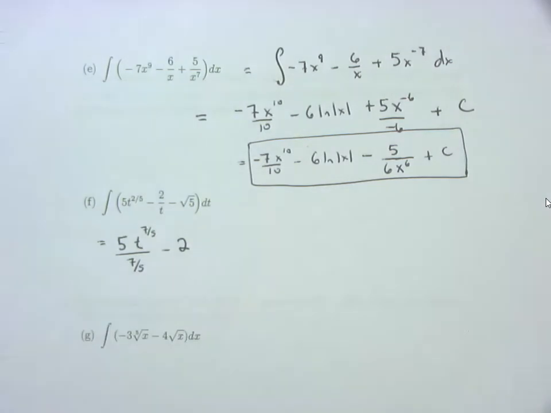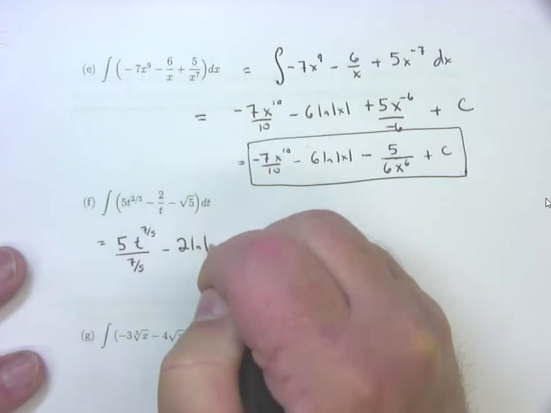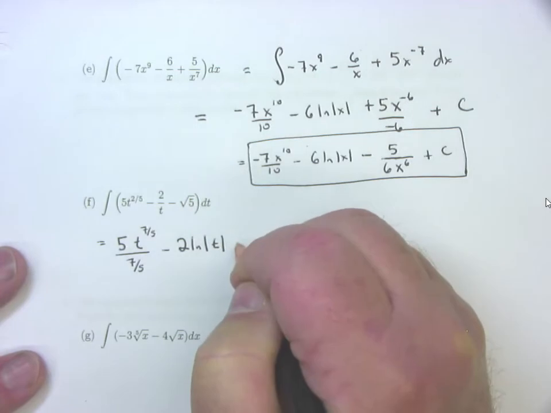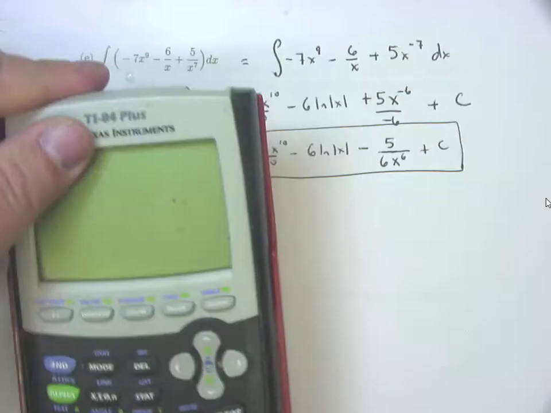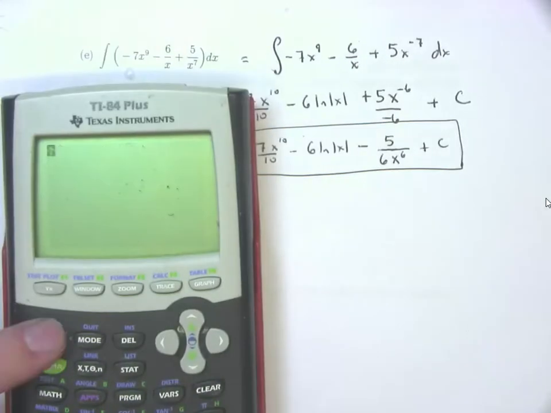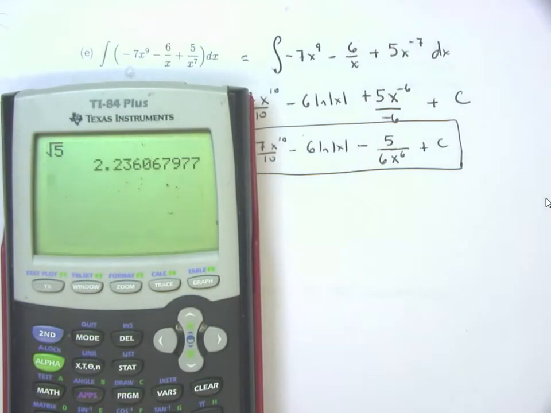What's the integral of 1 over t dt? Integral 1 over x dx is natural log absolute value of x. So this is going to be natural log absolute value of t. Here's a trick one right here. What is the integral of the square root of 5? The square root of 5 is nothing but a number. Square root of 5 is 2.23606. The derivative of square root of 5 would be 0.